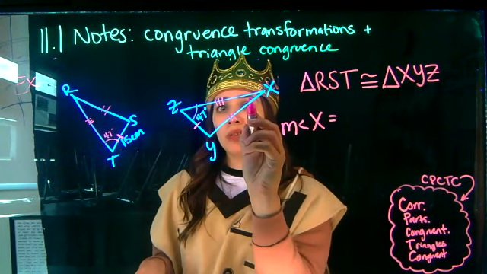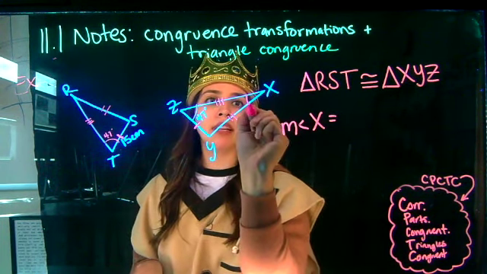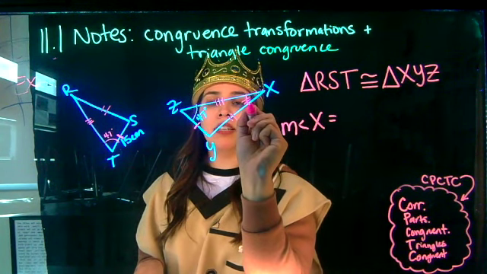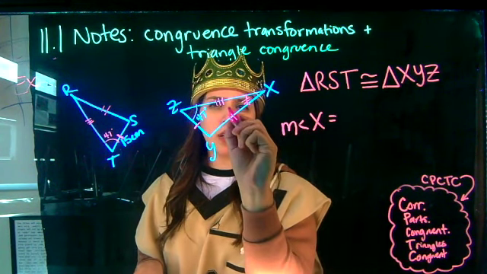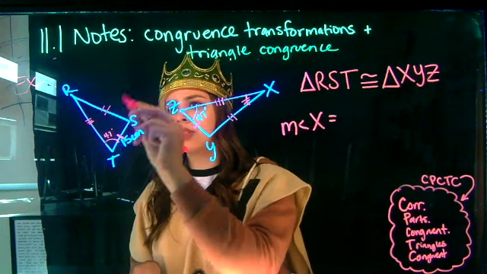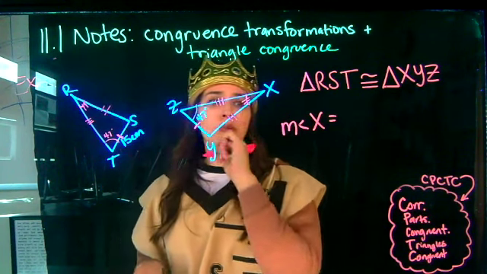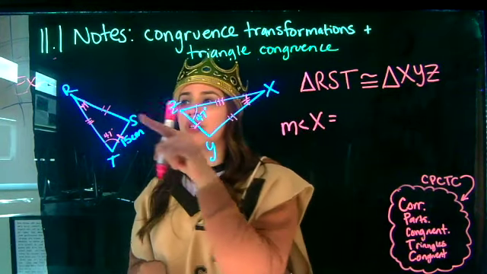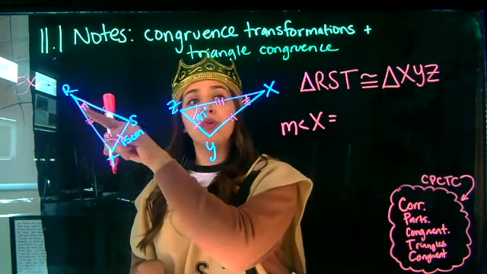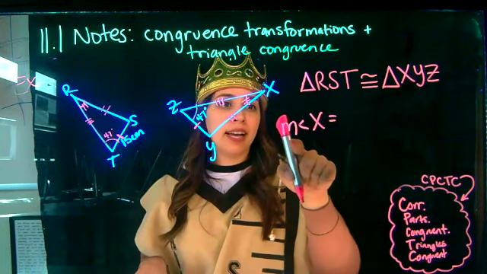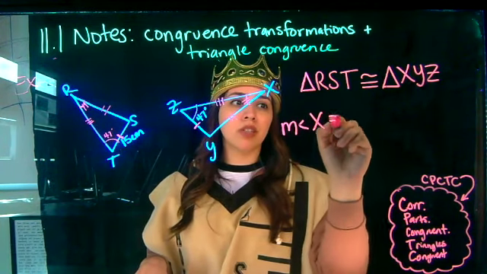I don't know what this angle X is. It looks like it's between the second and the third side, so that means R. We don't know what R is either. So we know that the measure of T is equal to the measure of R, but we don't know what the measure of R is. So I can't tell you the degrees of this. So this is not possible.